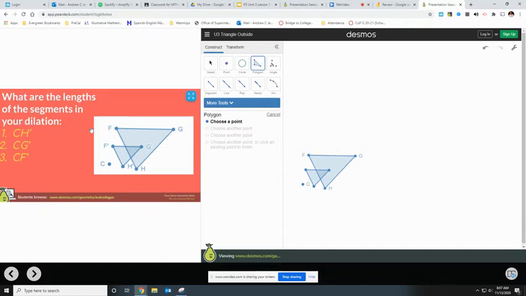Now, what are the lengths of the segments of dilation? Same idea as before. You're going to have to measure again and figure out those images. So here to here, add label, and that is 1, which tells me this was 2, because 2 times 0.5 is 1. And then you'll get the distance from here to here, and then here to here.